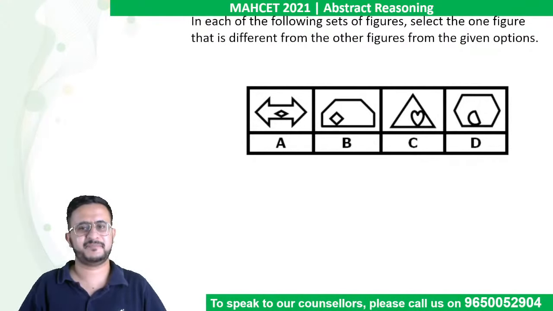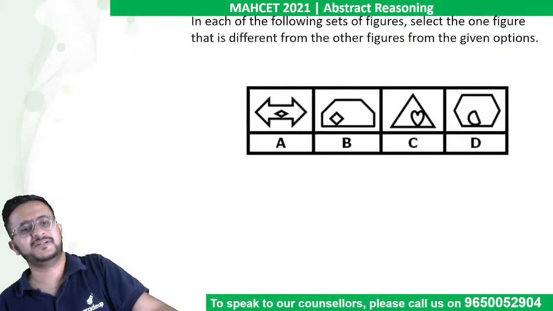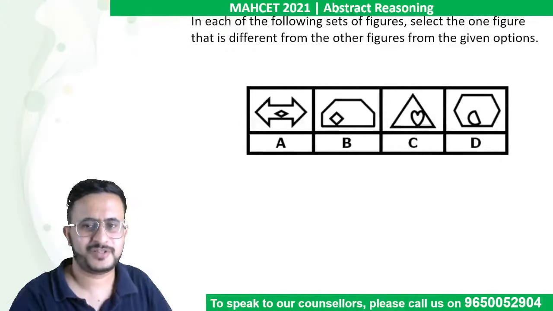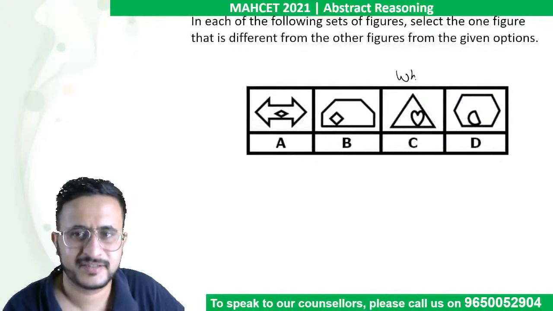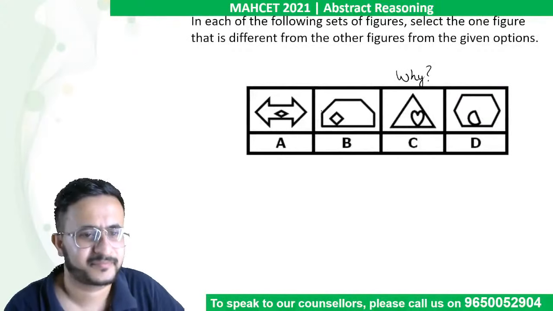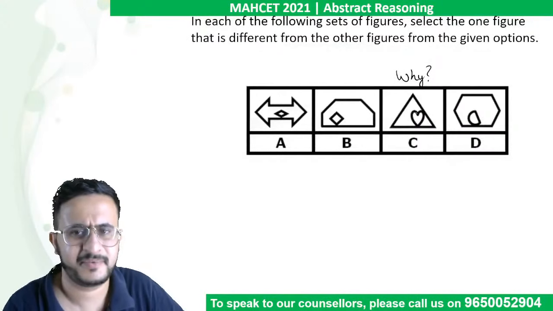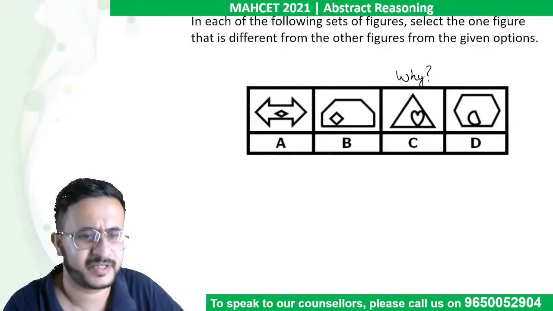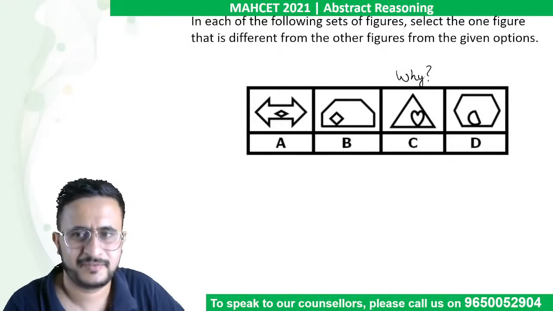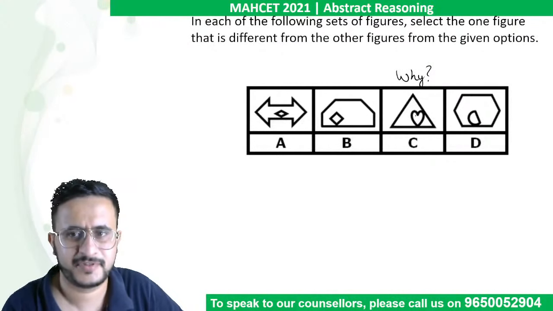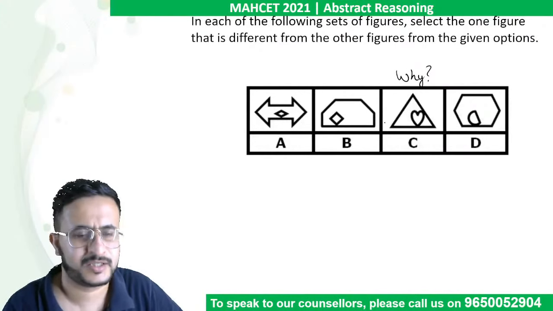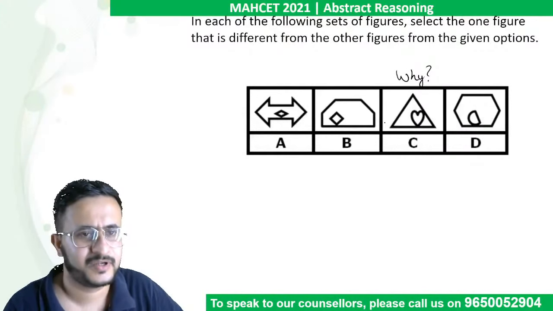Because of the heart shape. Why is C the odd one out? Okay, so you are saying C, because of the heart shape. If I make some other shape, let's say some geometrical shape, that is also some kind of shape, right? So two arcs that are meeting like this. Why is this the odd one out?